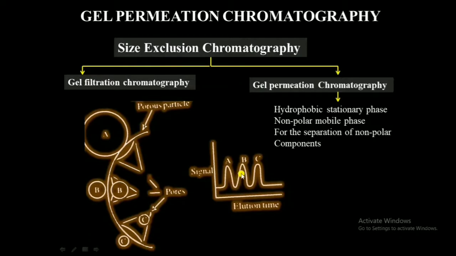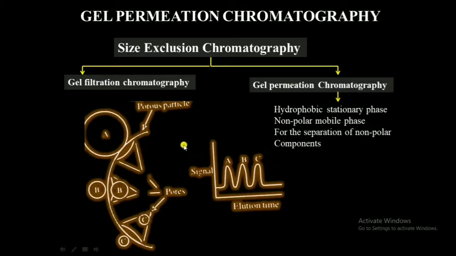Then comes B, because B has the moderate size, so B can go inside the pores, but B is larger in size than C. So compared to C, B will come out first, and finally you will get C eluted. So this is the principle of separation in gel permeation chromatography.